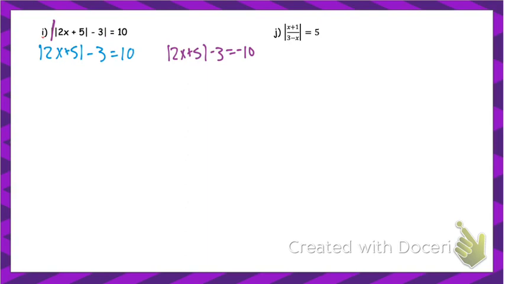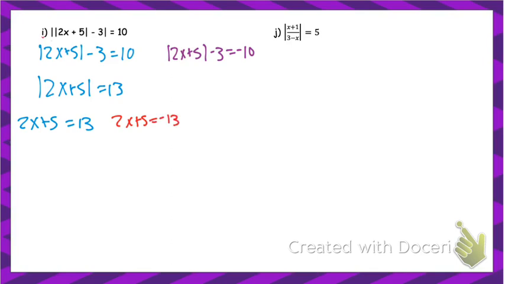All right, so I can go ahead and solve this blue one. That's going to give me the absolute value of 2x plus 5 equals 13. And then from there, this is now going to break up into its 2 own separate equations. So 2x plus 5 equals 13, and also 2x plus 5 equals -13. So I can solve both of these. Solving that blue equation, I'm going to end up with x equals 4. Solving my red equation, I'm going to get x equals -9.